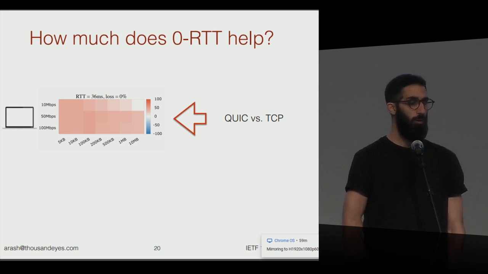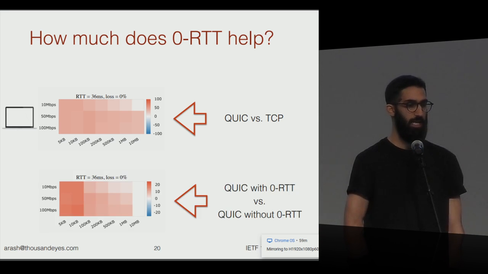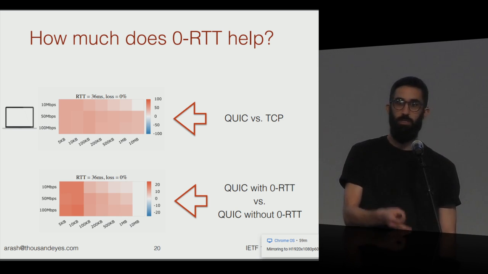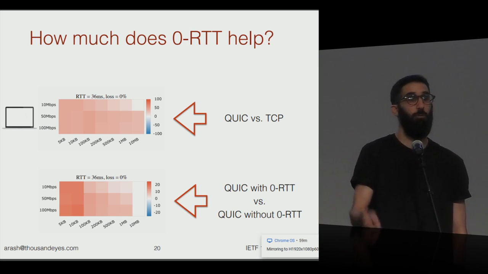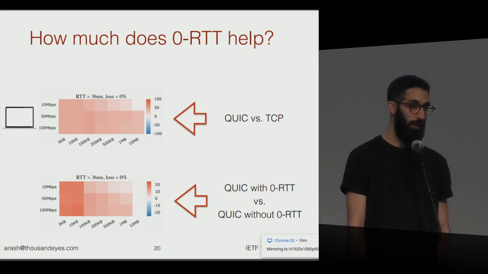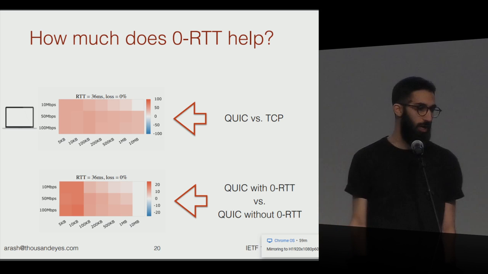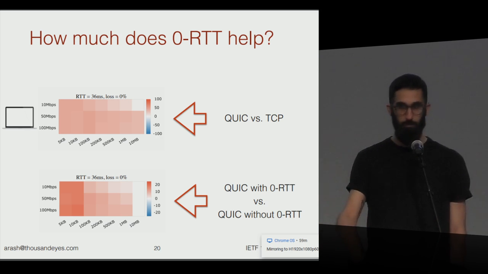This time we ran a test, and instead of comparing Quick with TCP, we're comparing Quick with zero RTT and Quick without zero RTT. Red means Quick with zero RTT is doing better. And as you can see in the plot, most of the plot is red, which is great.